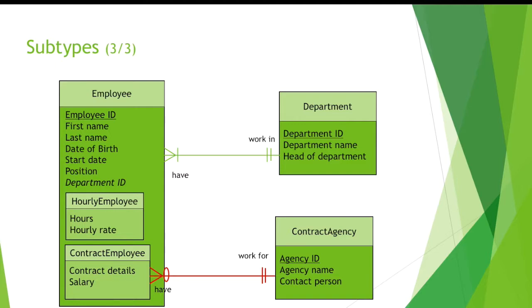To complete the linkage in the relationship, again, we have to take the unique identifier of the one side of the relationship and copy it into the entity of the many side of the relationship. So that's why agency ID, written in italics, goes into contract employee.